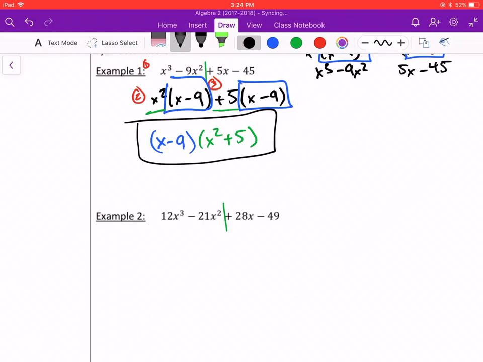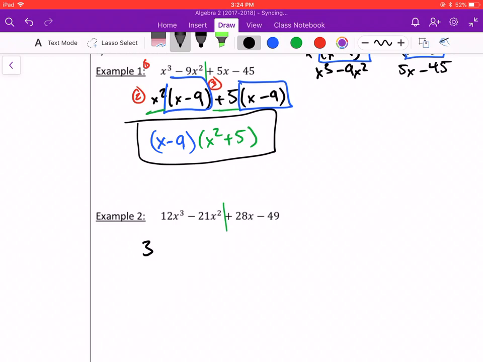So the left side, 12 and 21. What goes into both of those? Well, 12 doesn't go into 21. What else goes into 12? Let's see, 4. All right, 4 doesn't go into 21. 3, right? 3 times 4 is 12. The greatest common factor should be 3.